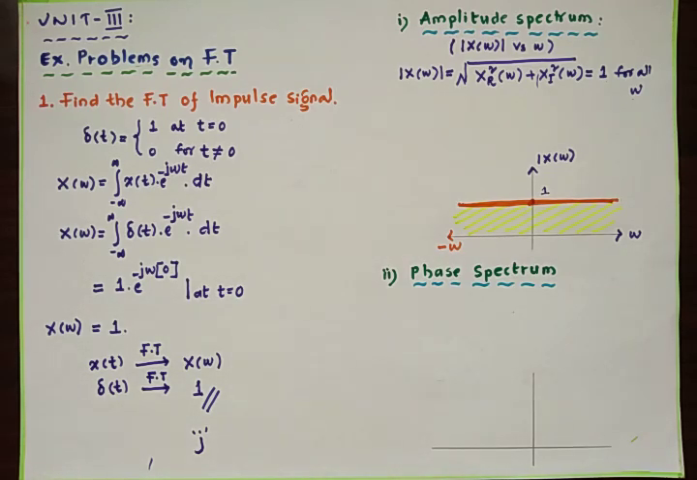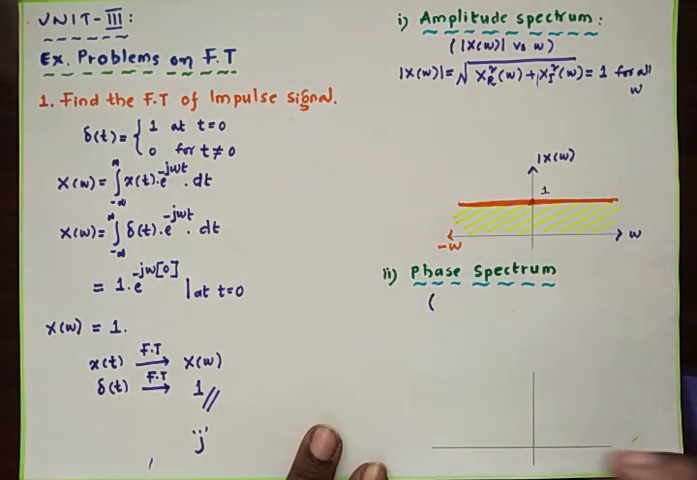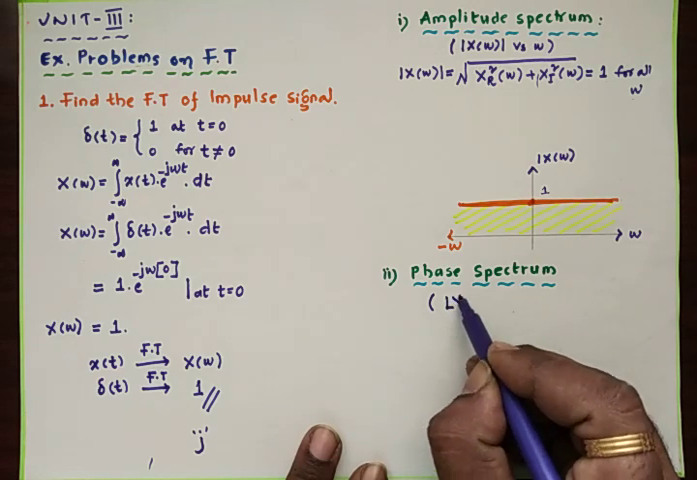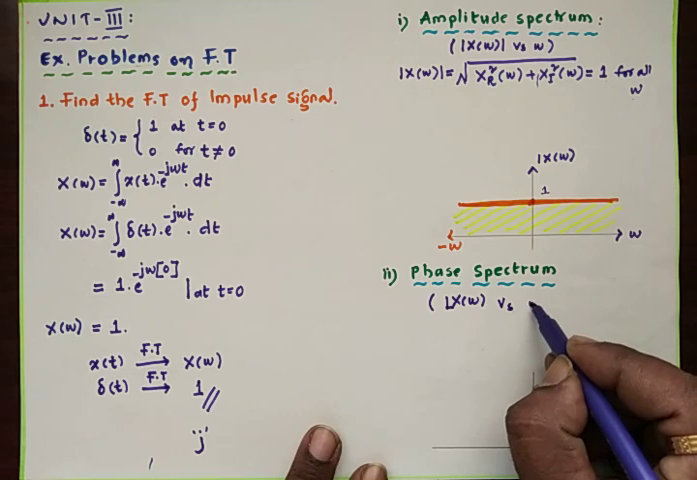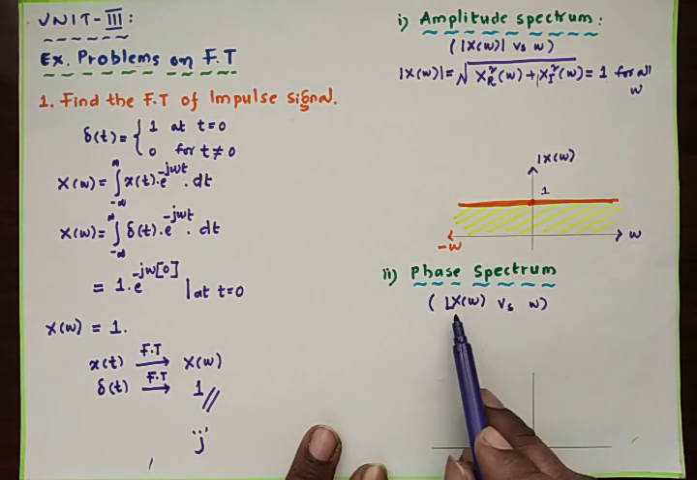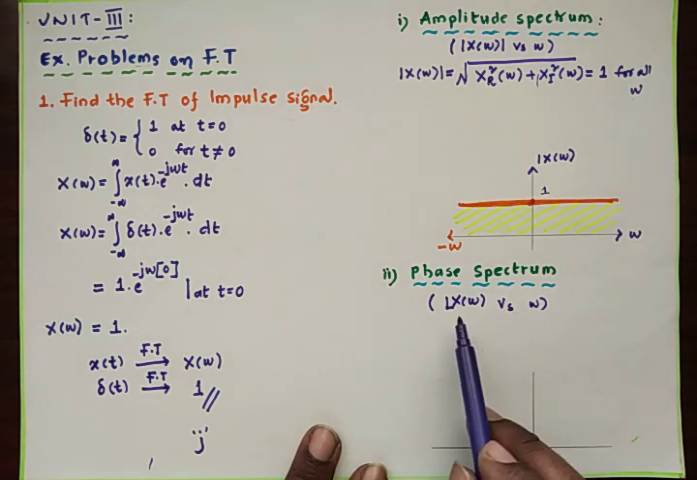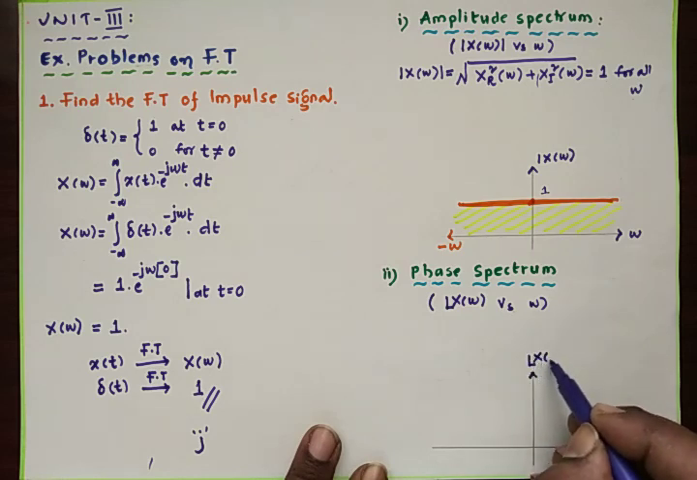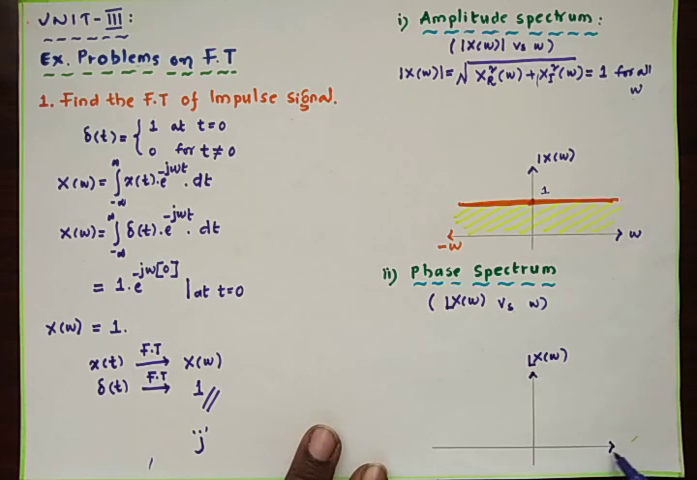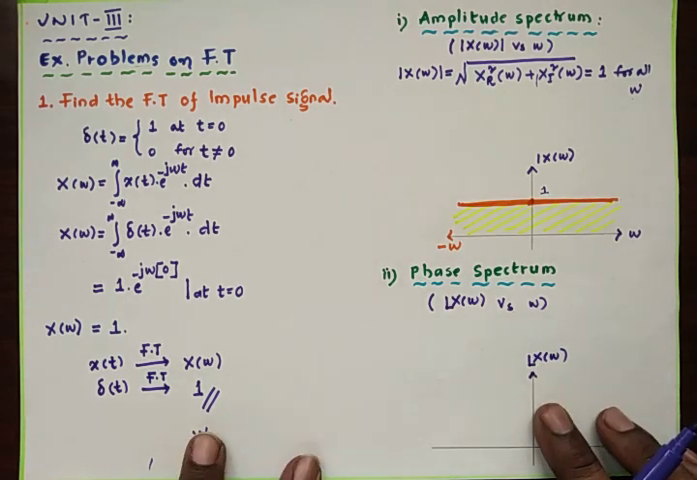Phase spectrum is nothing but a graph between angle of X of omega versus omega. First of all, we have to calculate angle of X of omega. After that, we have to plot the graph between angle of X of omega versus omega. Now I can take this as angle of X of omega, and this will be the omega. First of all, I must calculate what is angle of X of omega.